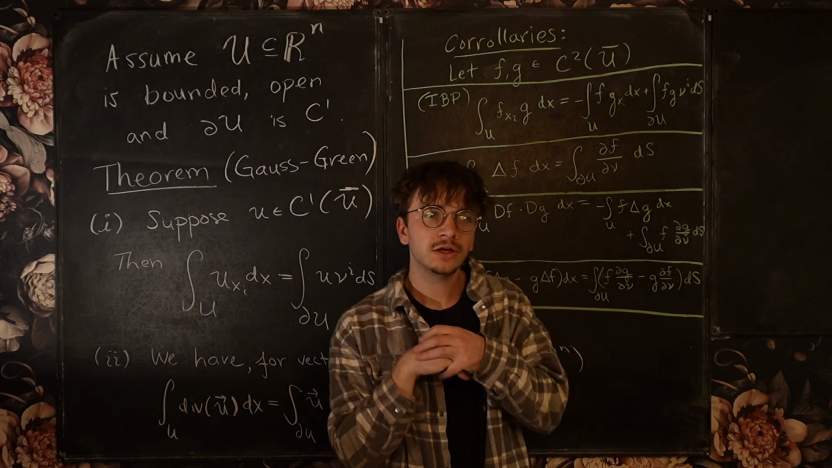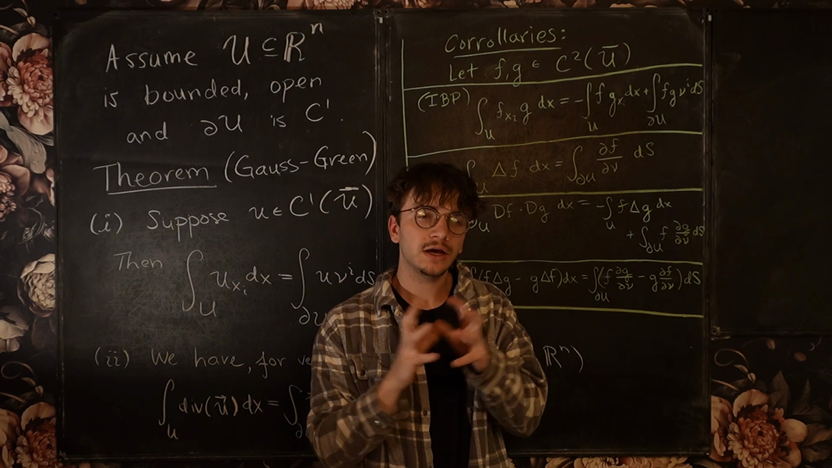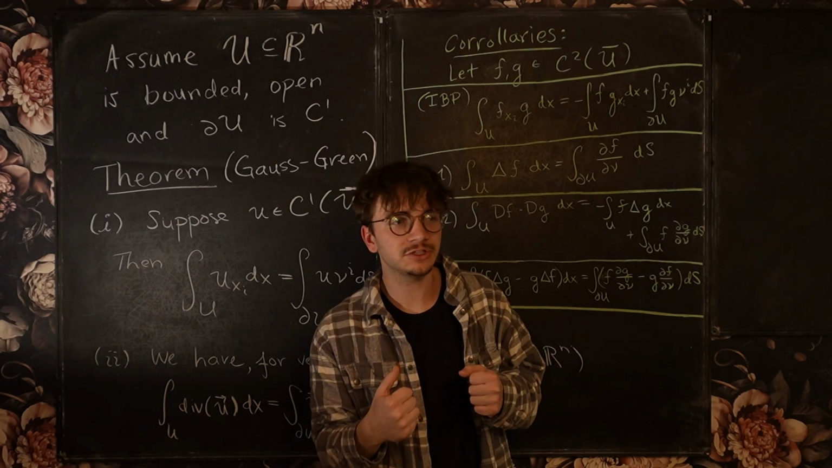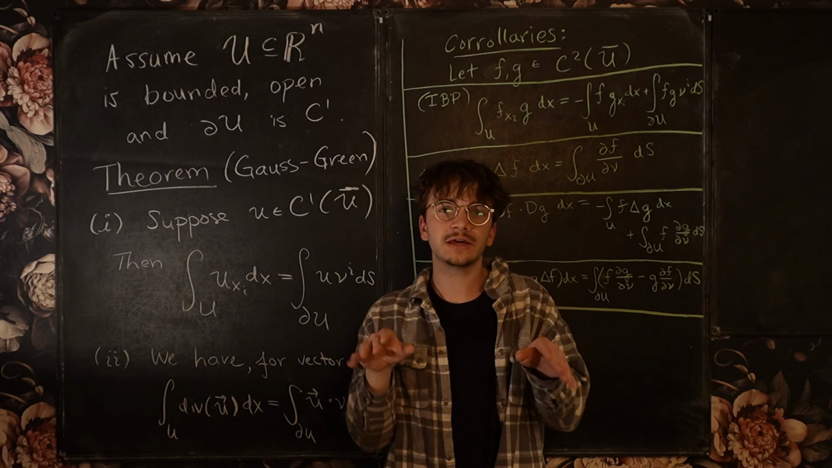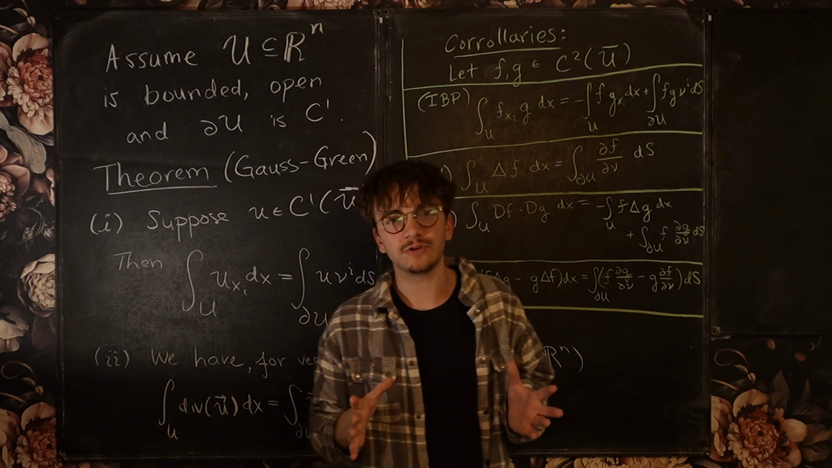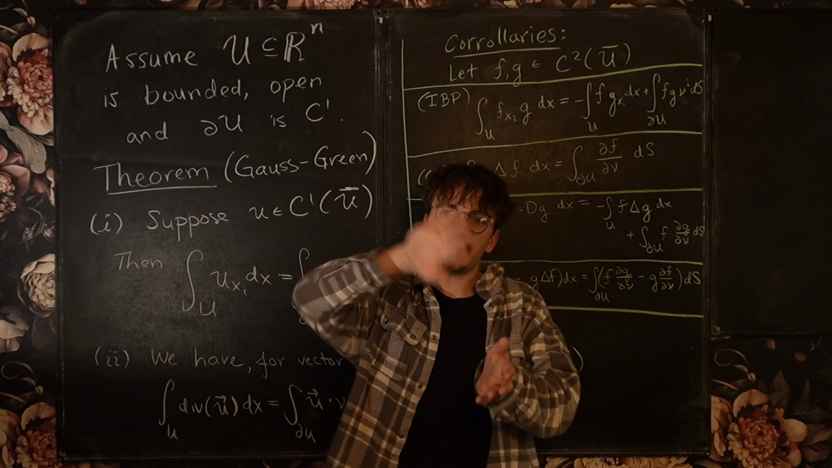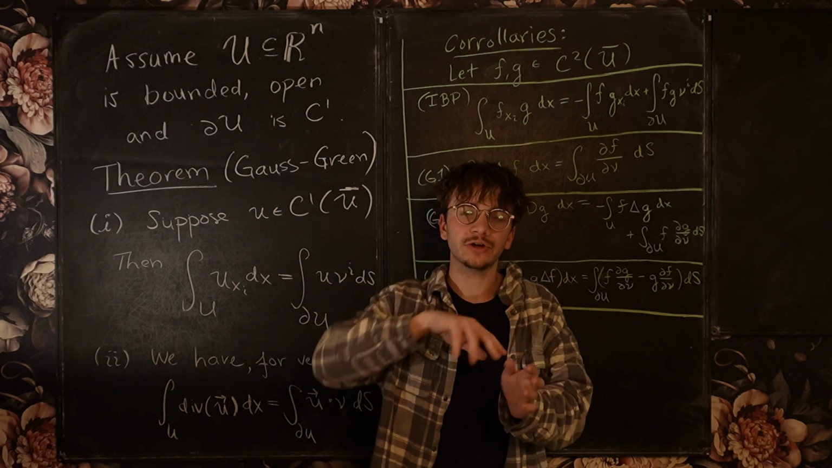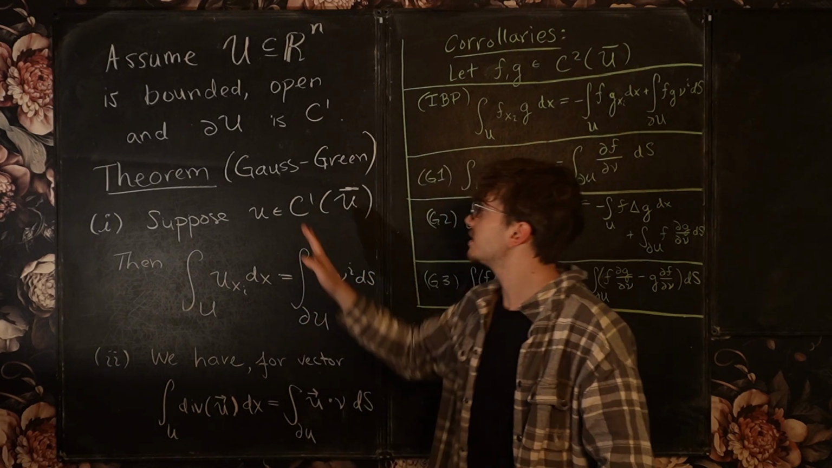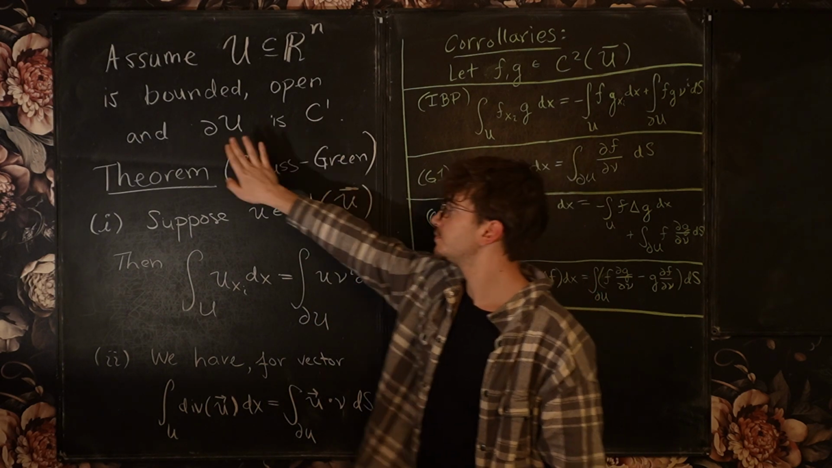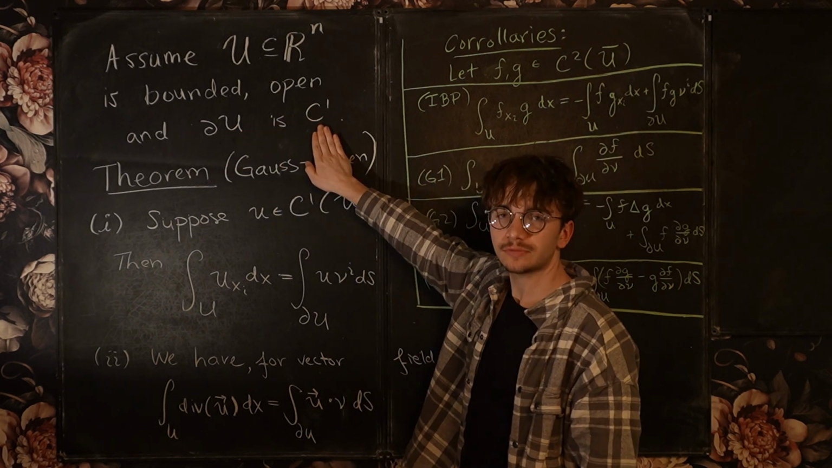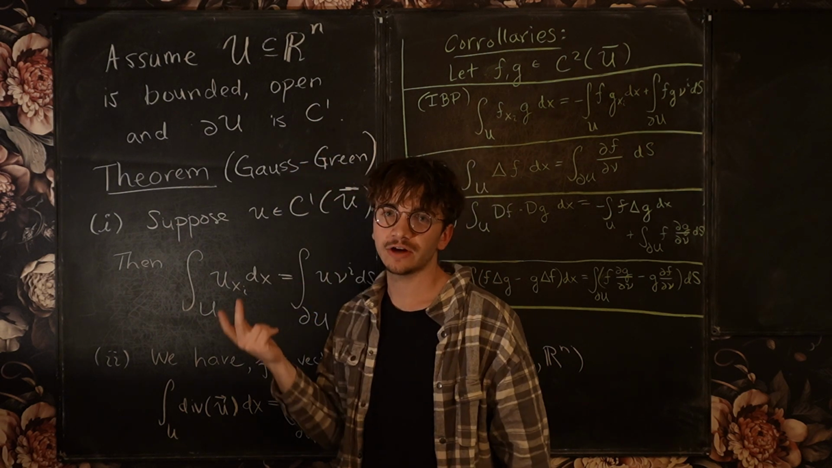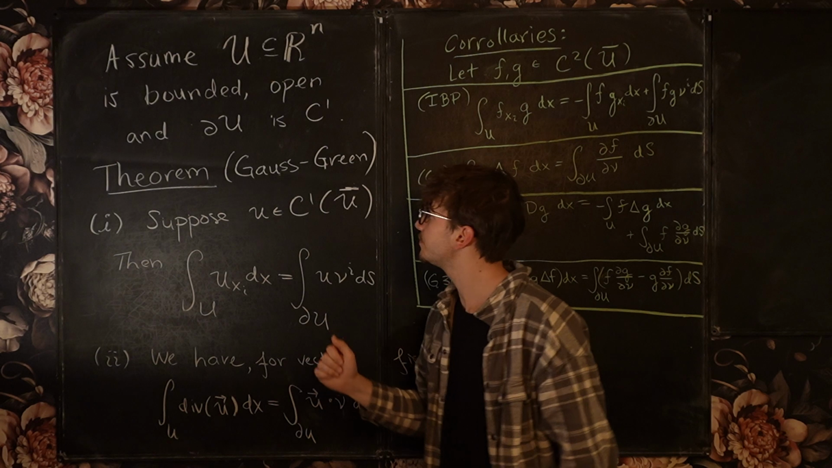This means that locally our boundary, after some rotation perhaps and some translation, looks like the graph of a differentiable function. So anything that you picture as an open set with some sort of smooth boundary, or at least a differentiable boundary, that's what we're requiring by saying that the boundary of U is C1, okay? This means differentiable and the first derivative is continuous, okay?